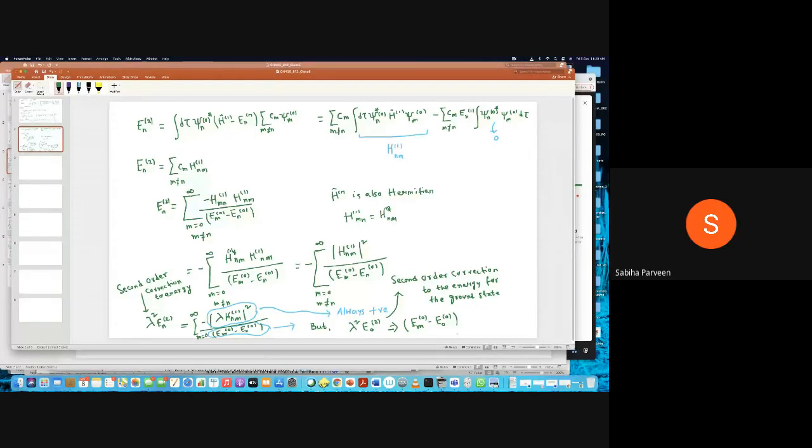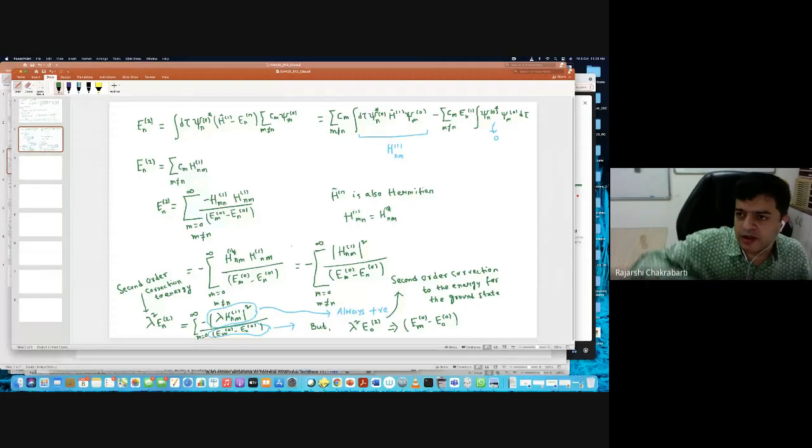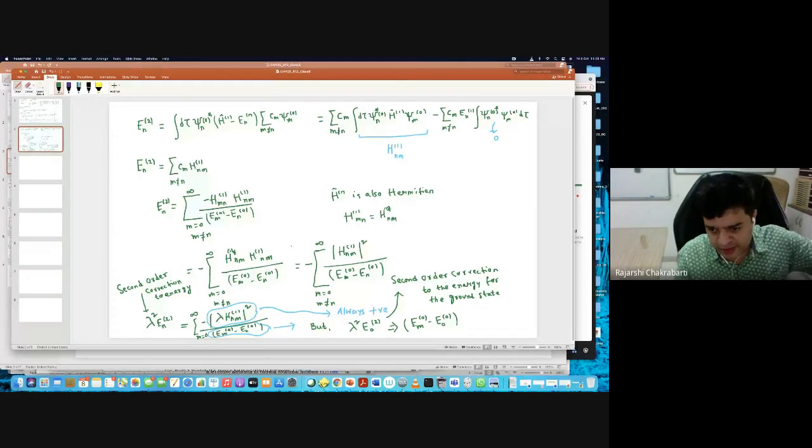It is positive, I think. It is always positive because the ground state is the lowest energy state, and m is not equal to 0. So m is anything above 0. By definition, as you go up, your energy increases. This is positive. What does it mean then?